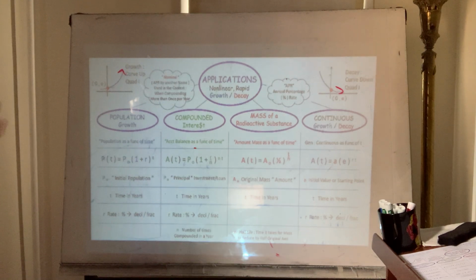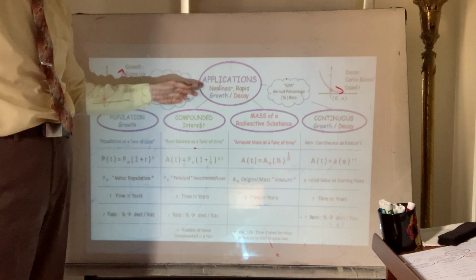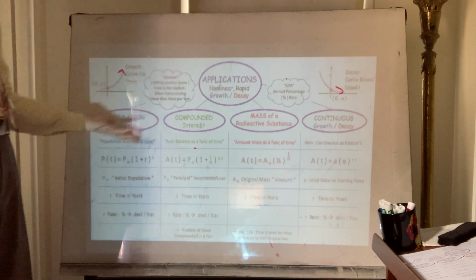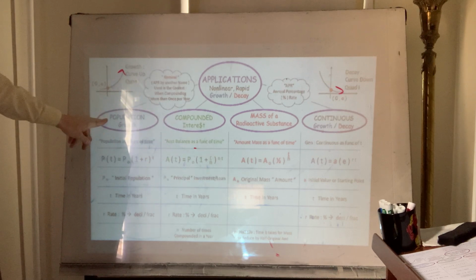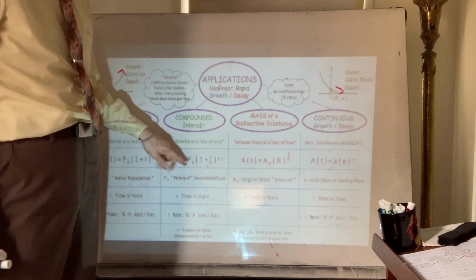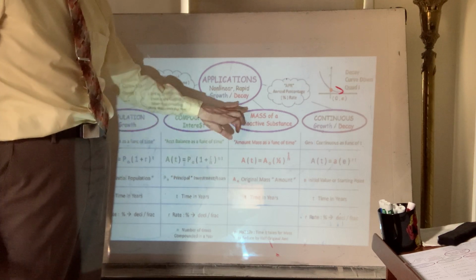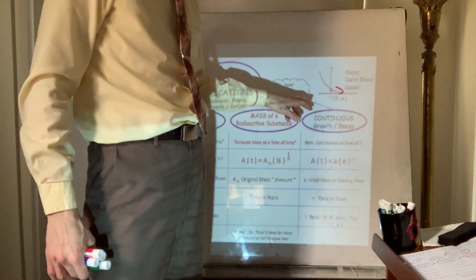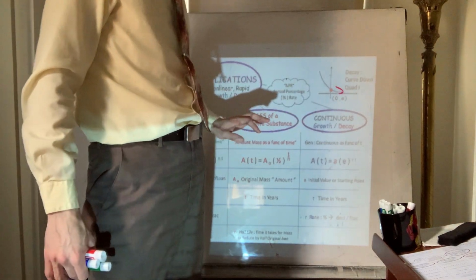Some applications of non-linear, meaning not just x, y, rapid growth or decay are these four types. Population growth can be calculated with this formula. Compound interest, a version of it, calculated with this formula. Mass of a radioactive substance, which is cool in physics. And then something called continuous growth or decay.